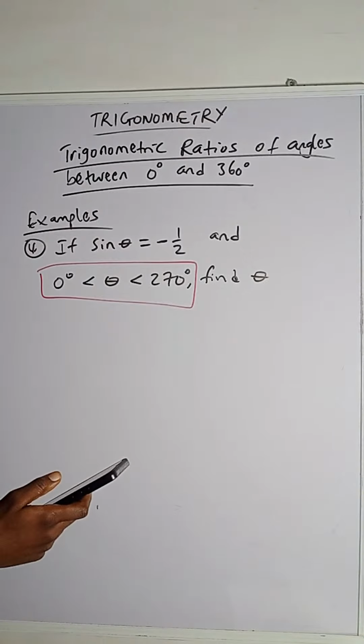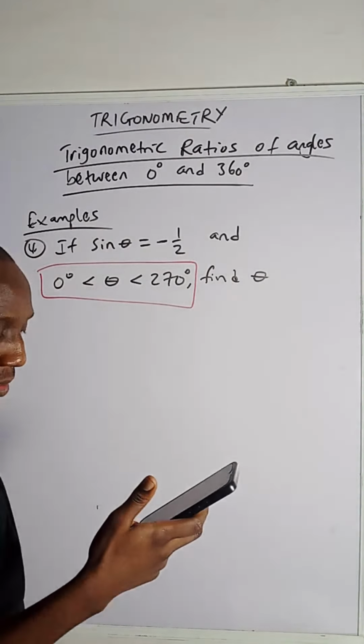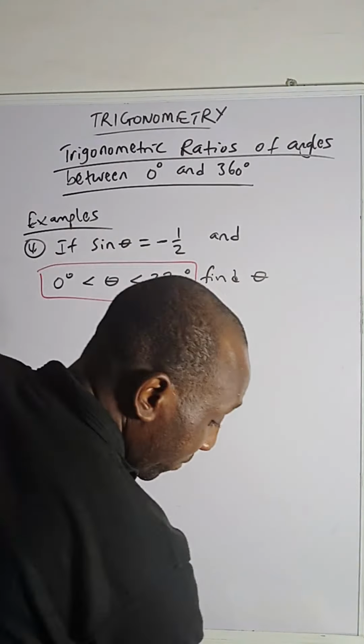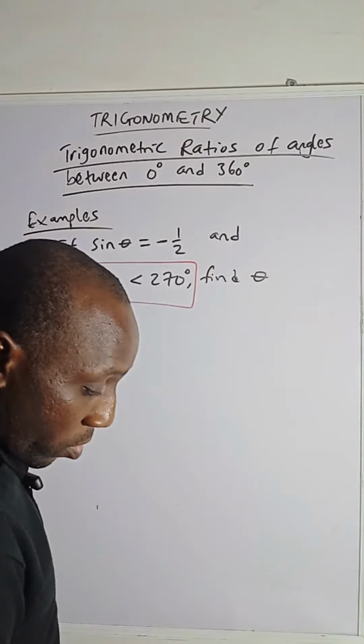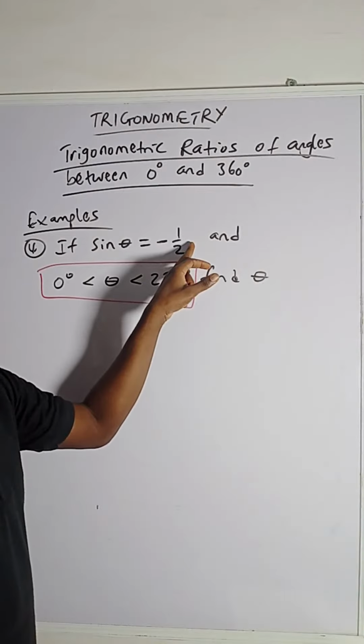210 degrees. Okay, next, how did he get that answer? We're almost at the 210 degrees. How did he get 210 degrees? Is anybody trying to explain to me how that is? So look at this. This is negative 1 over 2.